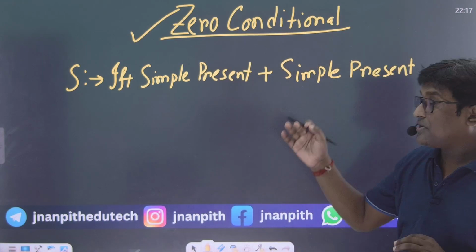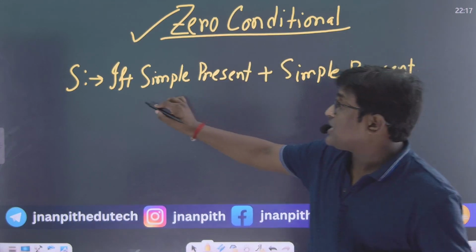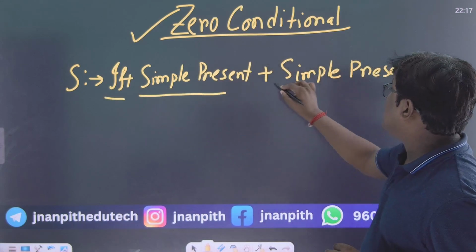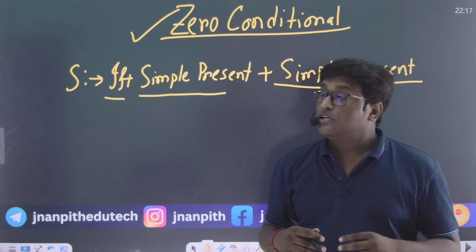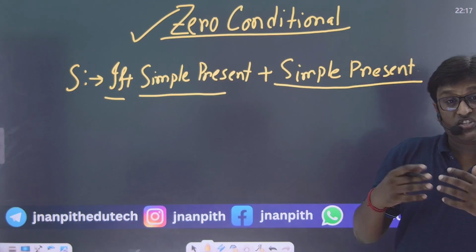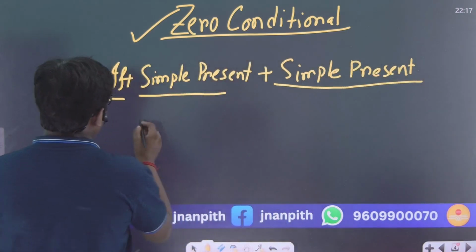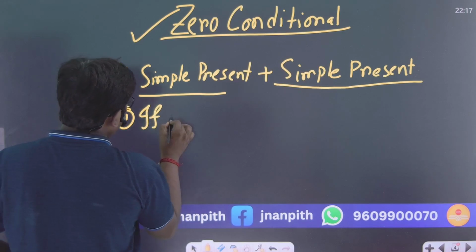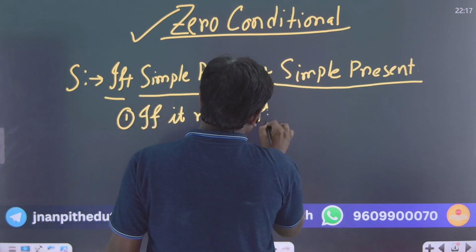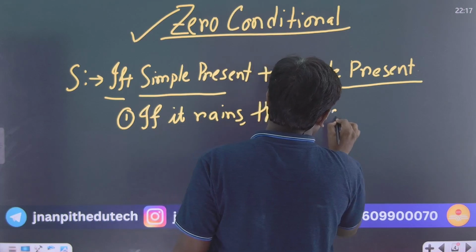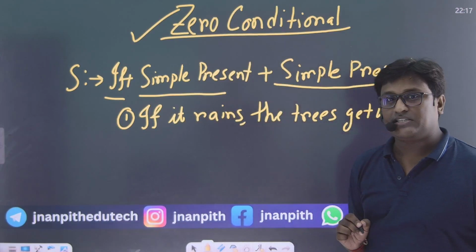Mind it, the structure will tell you what type of conditional this is. If the structure is if plus simple present plus again simple present, then it will be zero conditional. This theory will be crystal clear whenever we see an example. So the first example of zero conditional is this: if it rains, the trees get wet.